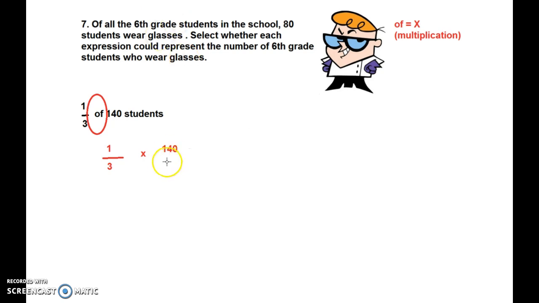And how do we do that? All we do is put it over 1. So this is the same thing. And now we just multiply across. What's 1 times 140? It's 140, right? And then what is 3 times 1? 3. Now we're done. Just kidding.